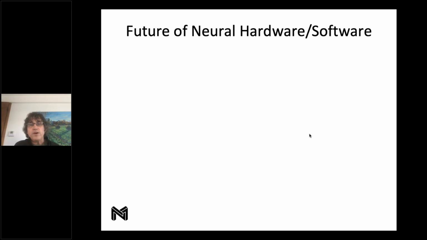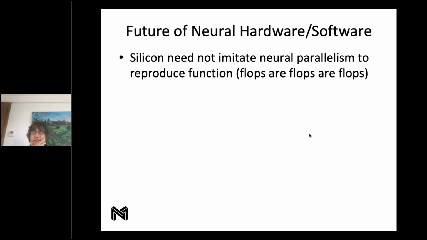Now, given this, what is my view on where neural hardware is going? Okay, hardware and software. Well, here are some understandings from neurobiology about where we should be going. One of the things that was always said about neural networks is, oh, we need a lot of parallelism to do this computation. That's why we're building these accelerators, right? Because there's so much parallelism here.